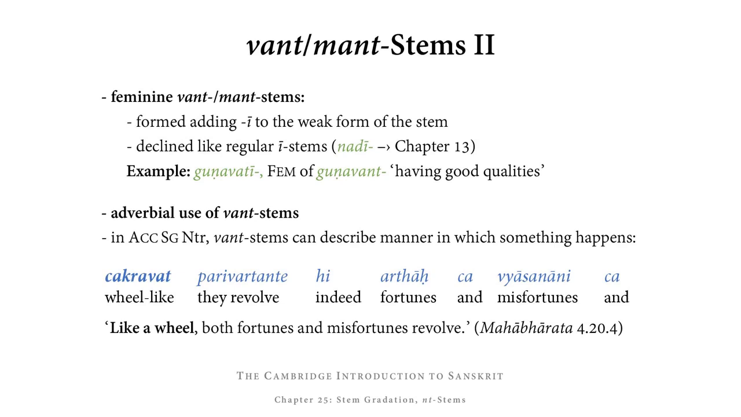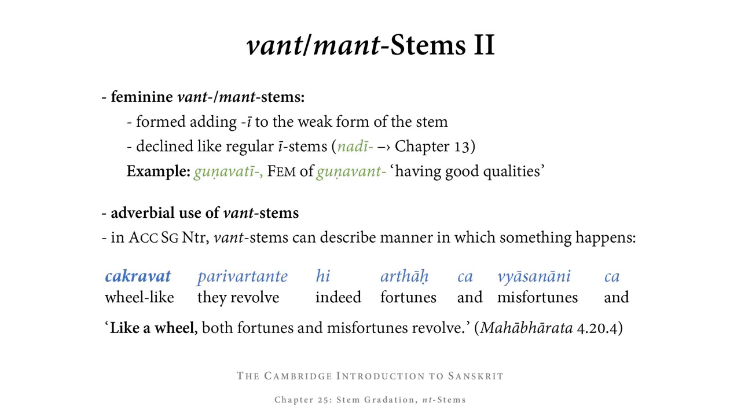The feminines, then, of want and month stems are formed by adding e to the weak form of the stem, so guna wat, or a form ending in mat. And these feminines are then declined just like regular long I stems, i.e. just like nadi and similar forms which were introduced in chapter 13. So for example, the feminine of gunawant would be gunawati, and of that we would have the singular gunawati, gunawati, gunawatim, gunawatya, gunawatyai, and so on.